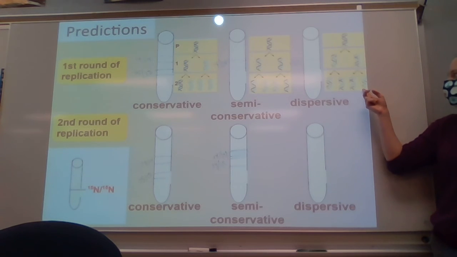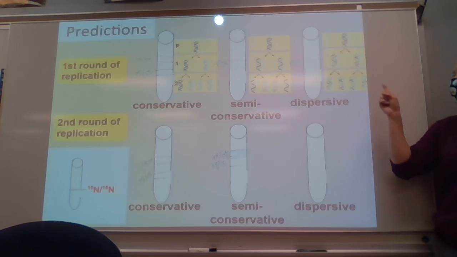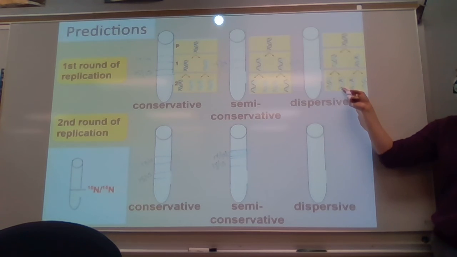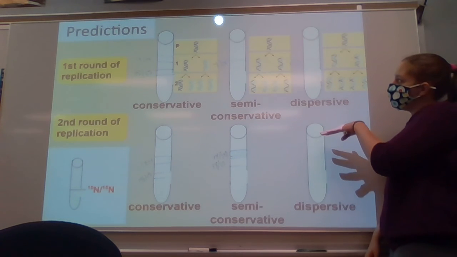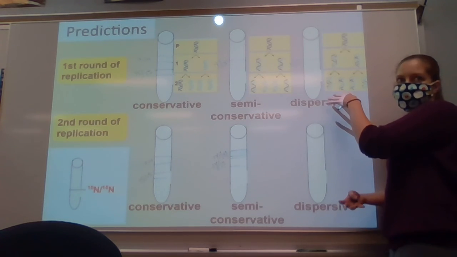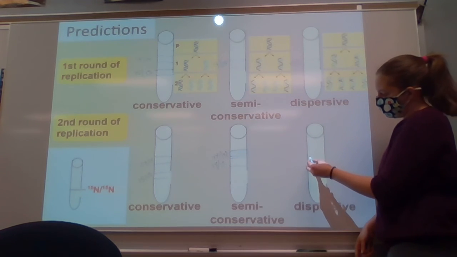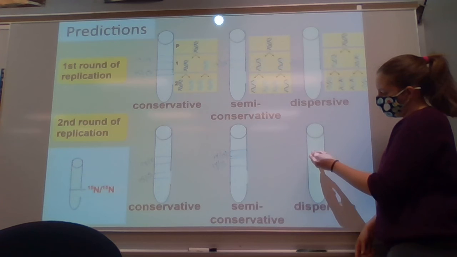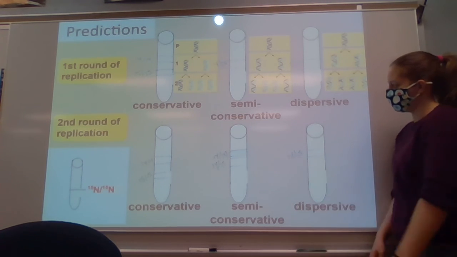So in the second round, how many different bands should we have? We should have just 1, because again, each one of these is the same combination of old and new DNA, right? And so it might be a little bit higher up because as we go, we're getting more newer DNA versus old, but we're just going to have one band. So it'd be some combination of 14, 15.